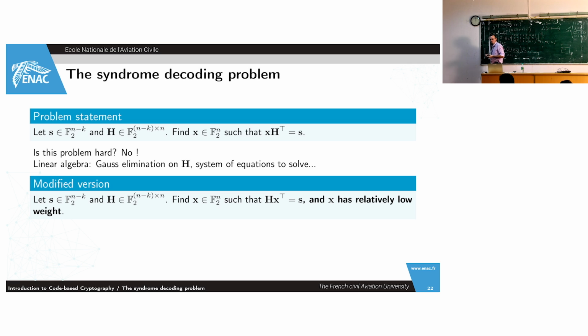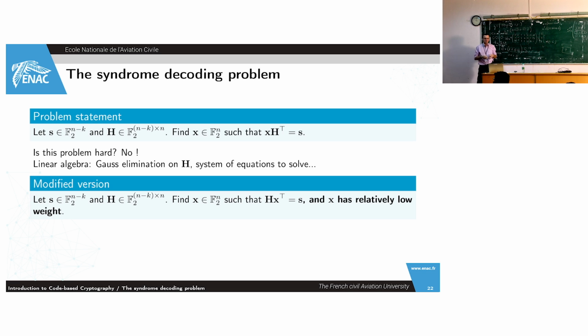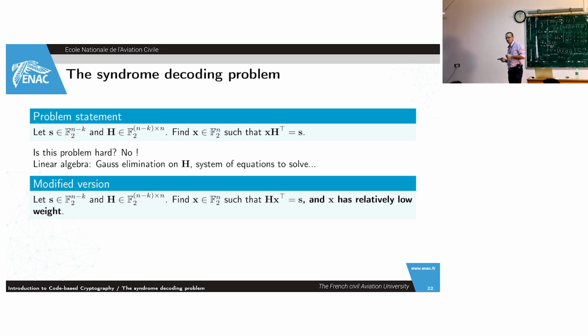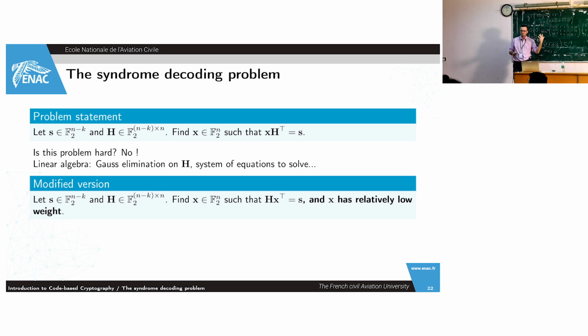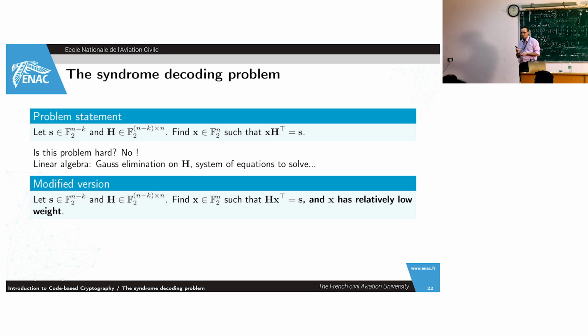Yes. So before speaking about the security of McEliece, I have to introduce the syndrome decoding problem. And for this, I have a problem statement which is the following. I consider S to be a syndrome with n minus k bits, I consider a parity check matrix H, and I ask you to find x of n bits such that the syndrome of x is equal to S. So, question, is this problem hard?